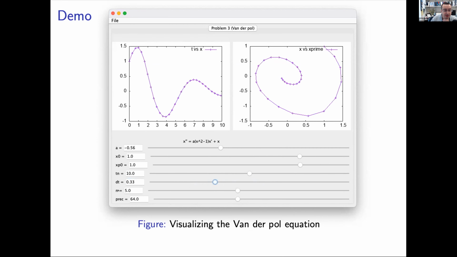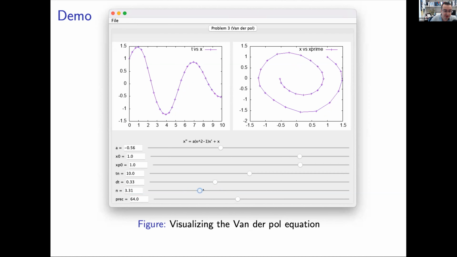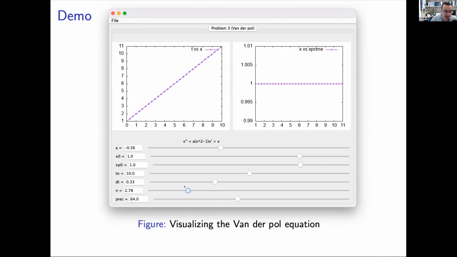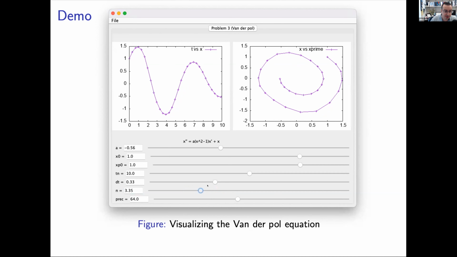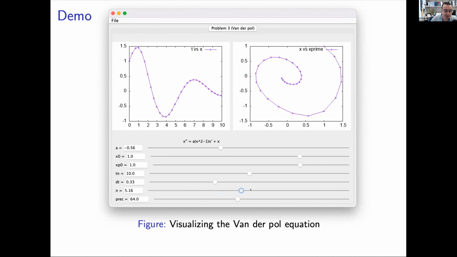And so this is the degree of the polynomial. Right now we're at order 5. This is pretending to be a real number. It's actually an integer, so the value here gets floored before it gets sent into the actual solver. But you can see that as I change the order, the solution changes pretty dramatically, going from second order to third order to fourth order, and then it pretty much stabilizes after that.